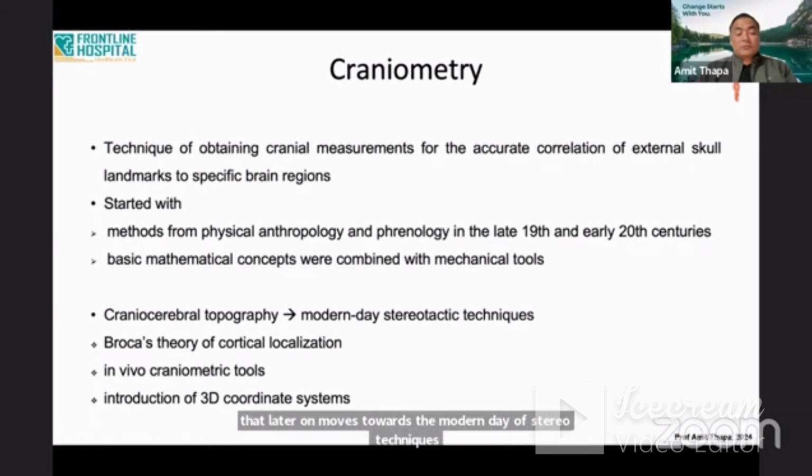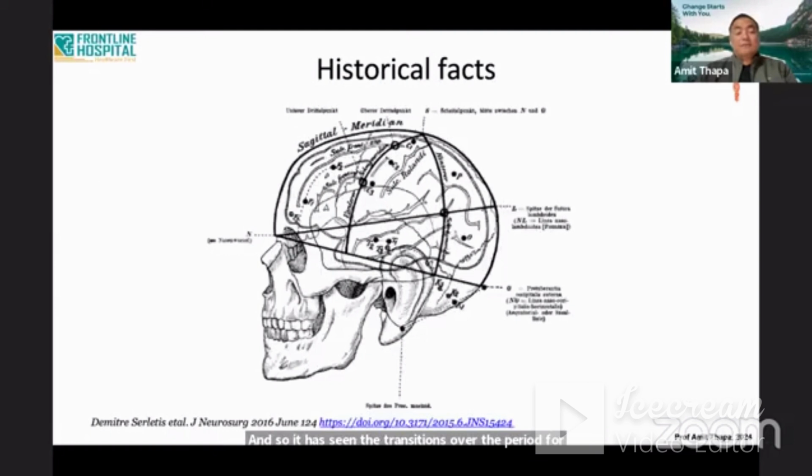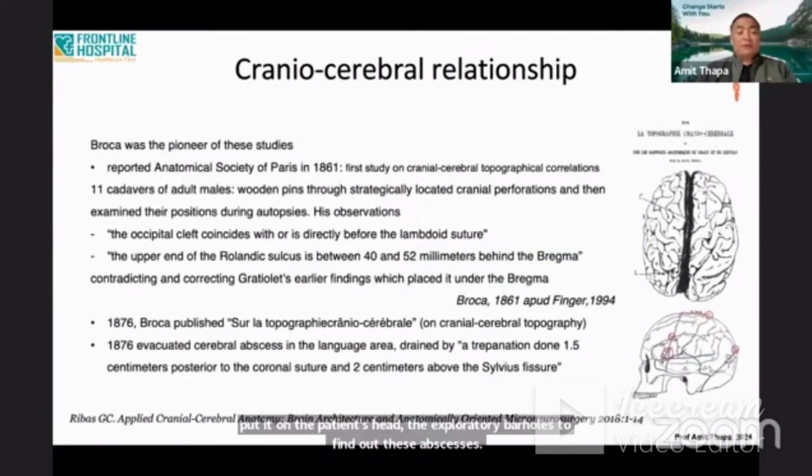So as you all know, it all started with the exploration of cerebral abscesses, and the early literature is full of how they would clinically localize the patient's lesion based on the symptomatology, and then put exploratory burr holes on the patient's head to find these abscesses. Well, it is always very important to quote the name of Pierre Paul Broca, who was supposed to be the pioneer of these studies, a French anatomist and surgeon.